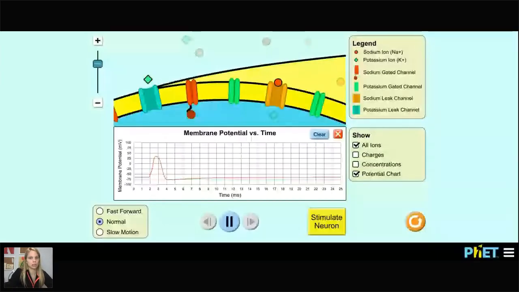Does anyone have any questions about that before I move on? It's okay if you do. It's a lot to take in. Just quickly recap. Yeah, Callie.